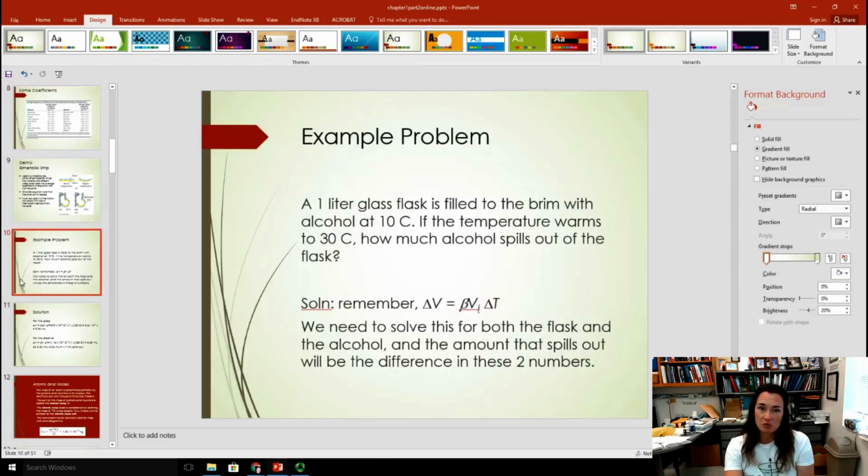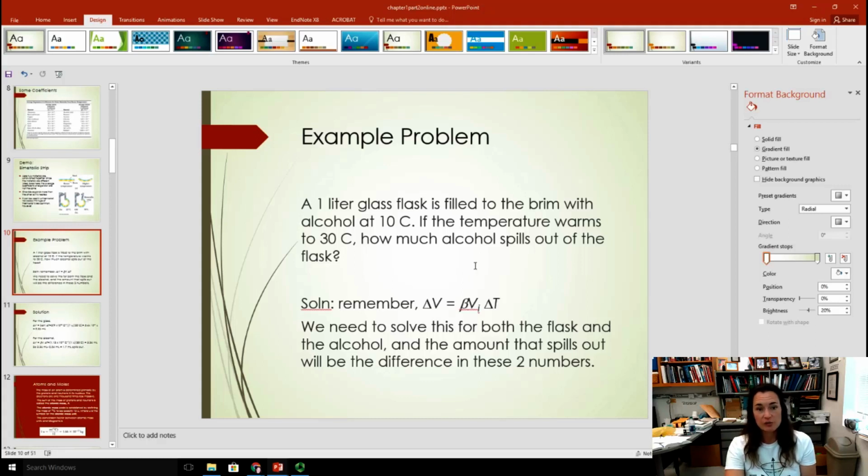Let me do an example problem for volume and area expansion. So here we have a 1 liter glass flask and it's filled to the brim with alcohol. It's initially at 10 degrees Celsius. If the temperature warms to 30 degrees Celsius, how much alcohol spills out of the flask?